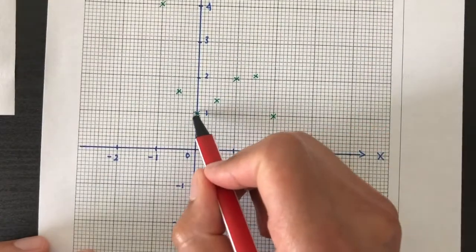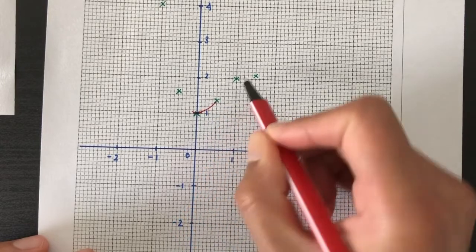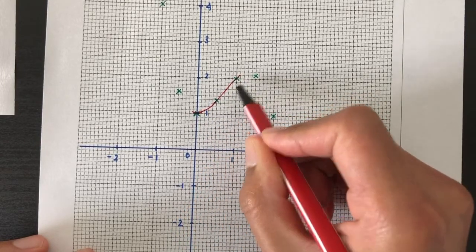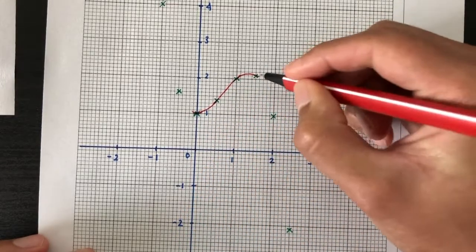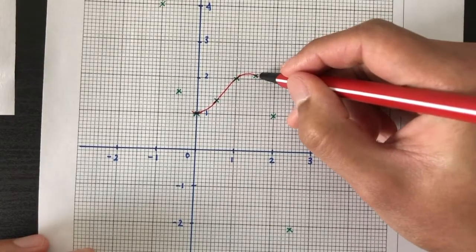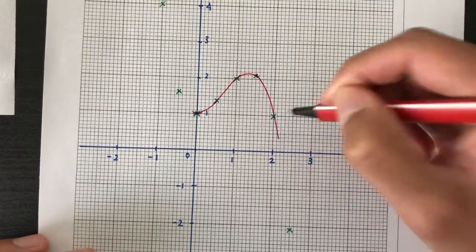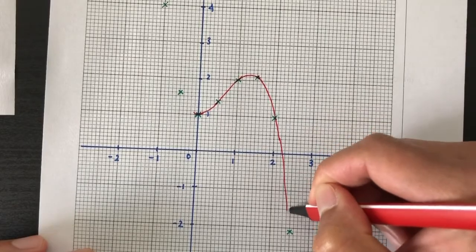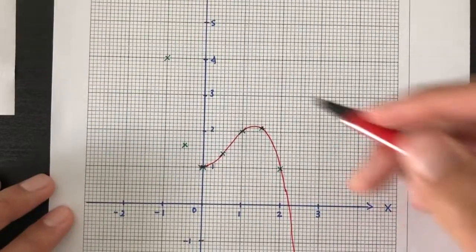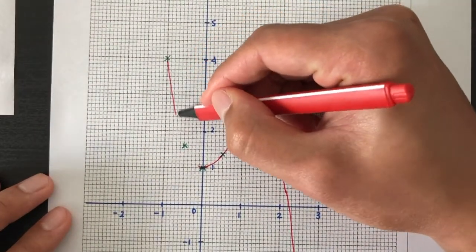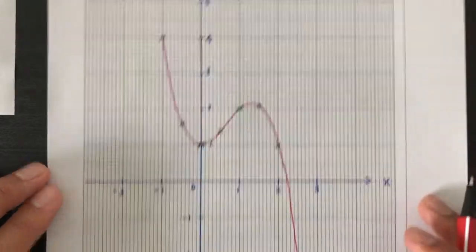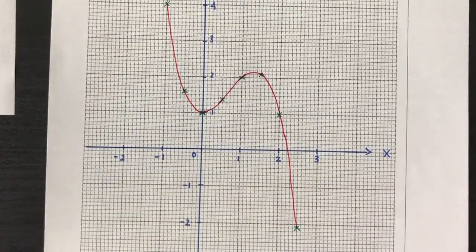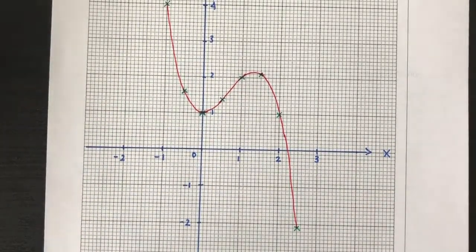I'll use a different color so you can see where the graph is going. So make sure that you plot this as smooth as possible. You have to use a pencil for graphs, and this will be this part and this will be on this side. Okay, so that will be my graph as smoothly as I can. Now let's go back to the questions.